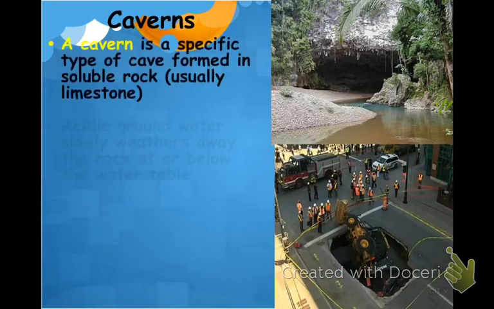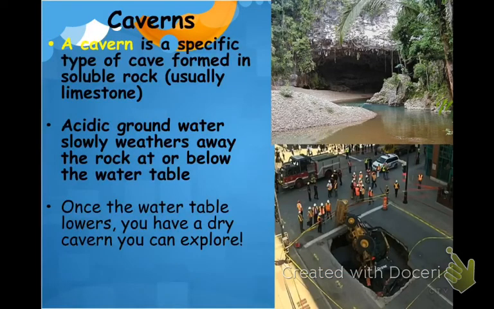Caverns are the next land feature that flowing groundwater can cause. So a cavern is a type of cave, and it's typically caused because of a soluble rock. So this is, again, where you have acidic rainwater that has mixed in with limestone, typically is the type of rock we're looking at, and it chemically weathers away or breaks down and dissolves that rock away, and it can leave you with a cave.